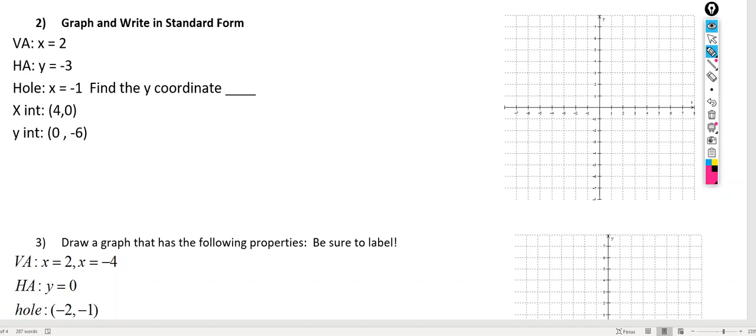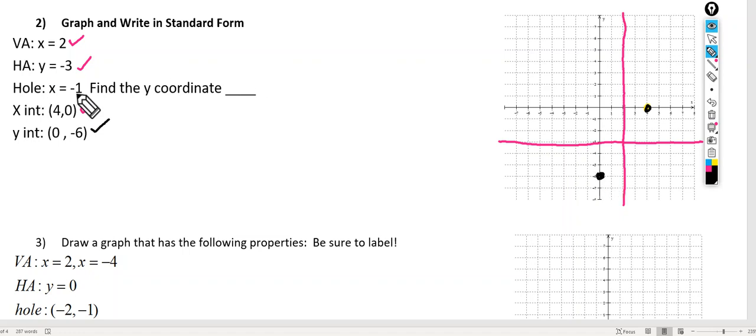All right, so the first thing I'm going to do here is try to draw the different characteristics on the graph. Okay, so I have a vertical asymptote. I have a horizontal asymptote. Okay, I have an x-intercept. Oh, let's make that. Oh, there we go. I have a y-intercept.